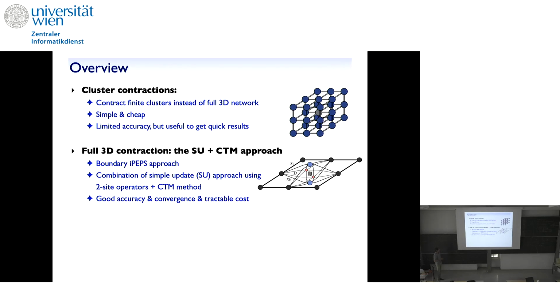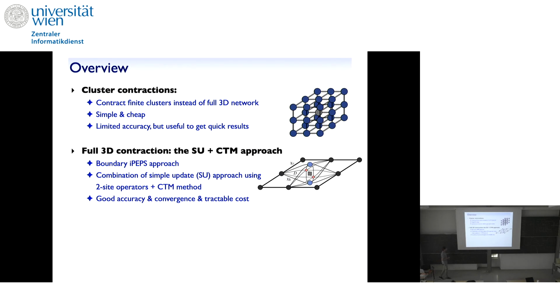Then I will also tell you about a full 3D contraction approach, which we call the SU plus CTM approach, simple update plus corner transfer matrix. It's based on a boundary iPEPS, and the main idea is that we split the PEPO into a sequence of 2-body gates that we then absorb into the boundary iPEPS, where we make use of simple update truncation. And then in the end, we contract the resulting quasi-2D tensor network. We'll see this comes with a good accuracy and also a good convergence behavior, and in the end also with a tractable computational cost.